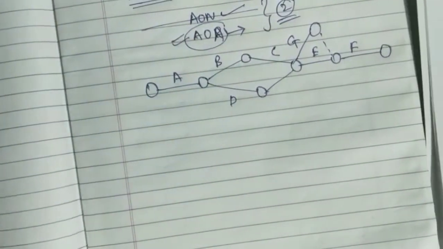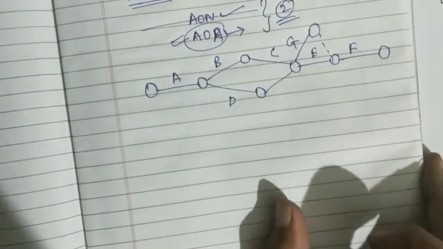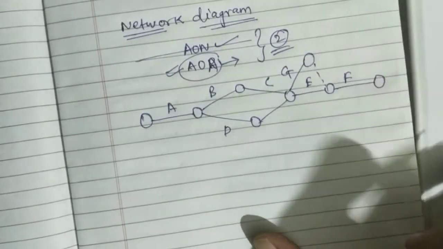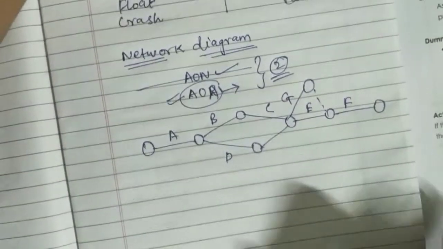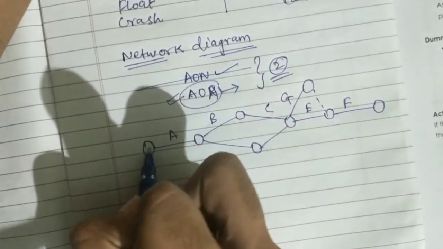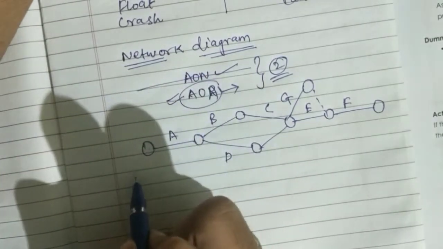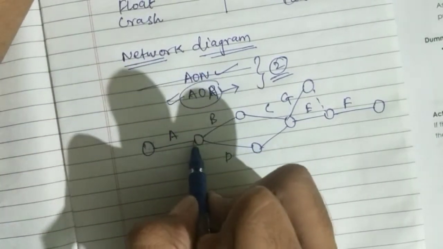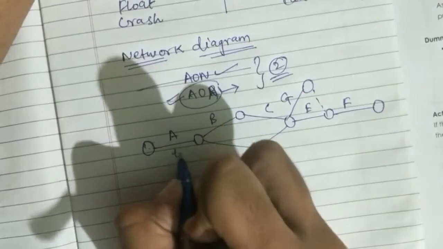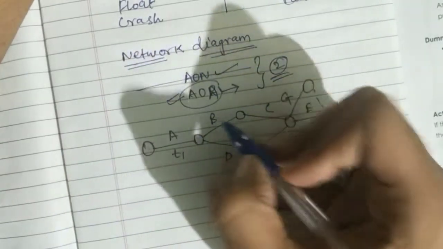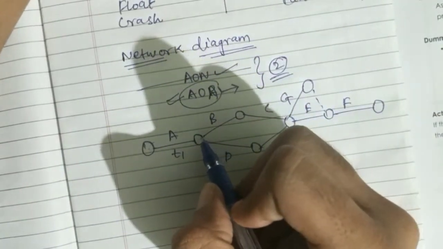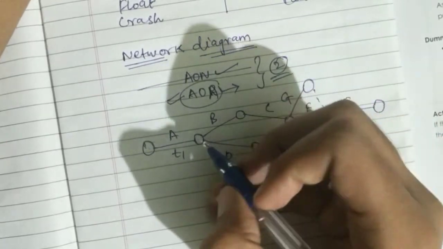I'll just explain using this. I'll cover 2 to 3 concepts in the single diagram. If you see, this is the starting point. Suppose you are waking up early in the morning, and after that you need to brush your teeth, and it will take some time T1, and after that two activities will be going parallelly.